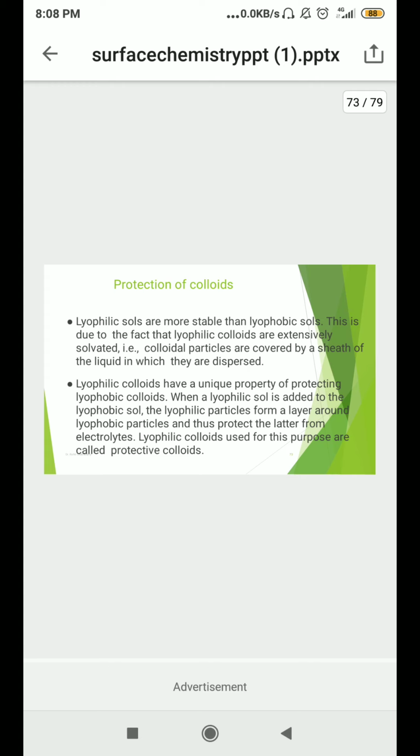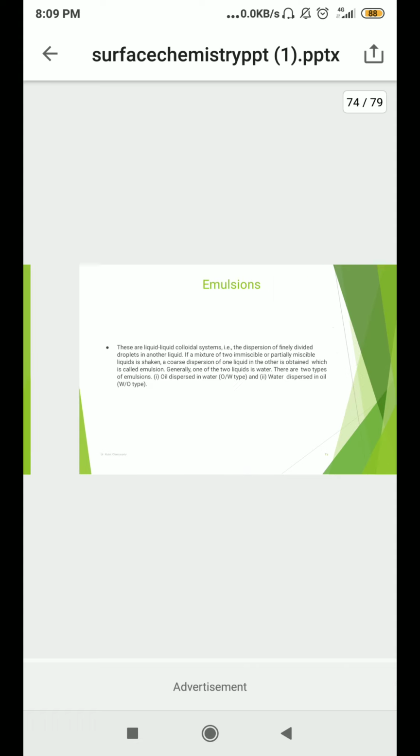So lyophilic colloids have a unique property of protecting lyophobic colloids, because lyophilic colloids are solvent attracting, soluble, and solvent loving. What happens when a lyophilic sol is added to a lyophobic sol? The lyophilic particles form a layer around the lyophobic particles and thus protect the latter from electrolytes. Lyophilic colloids are always used for this purpose, and this is known as protection of colloids.